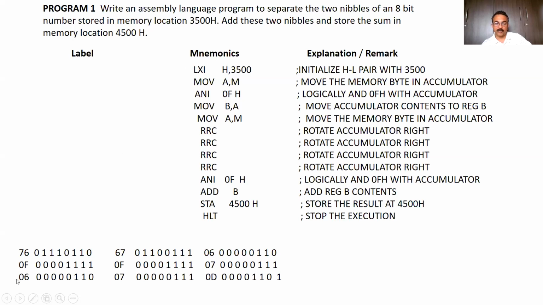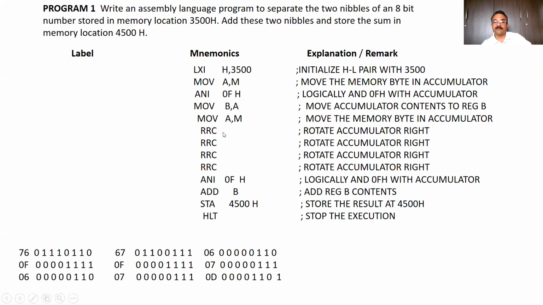This 06 will have to be added to 07. So first we move that content 06 of accumulator to some other register because we need this for the addition. So I moved that content, that is 06, from accumulator to B. Now in B, I am having the 06. And now again, I want to get that 07. So how to get it? Again, bring the original byte, which is your 76, into accumulator by using the instruction MOV A, M. So the first byte will come to accumulator here.